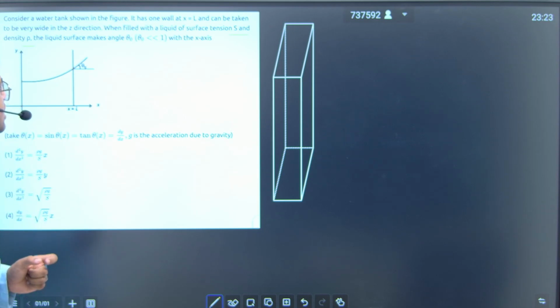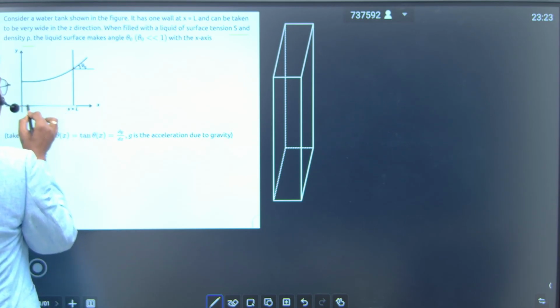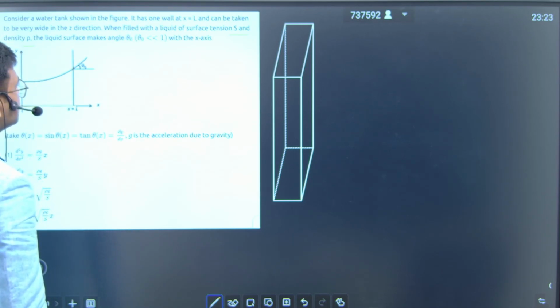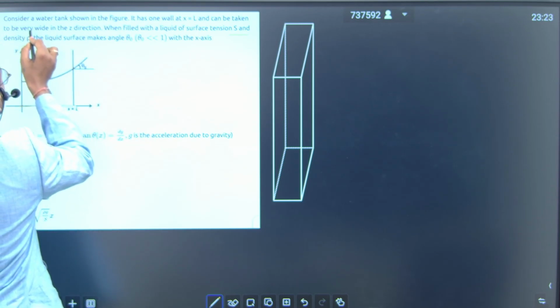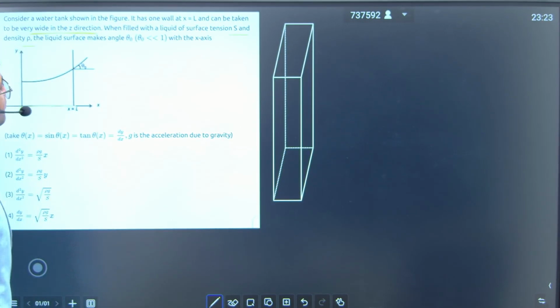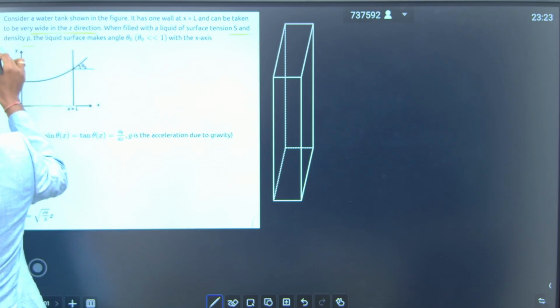We have the question: consider a water tank shown in the figure. It has one wall at x equal to L, which we can see in the figure. The tank can be taken to be very wide in the z direction. That is a point which you should definitely underline. It is filled with a liquid of surface tension S and density rho.